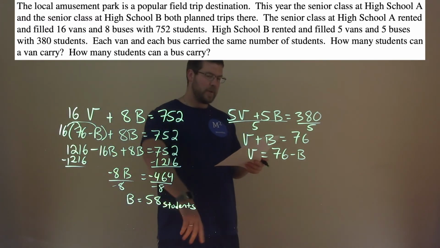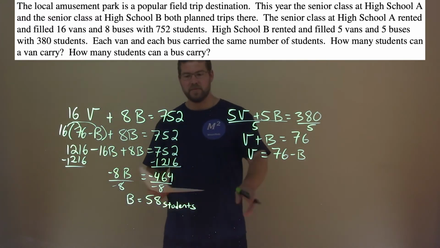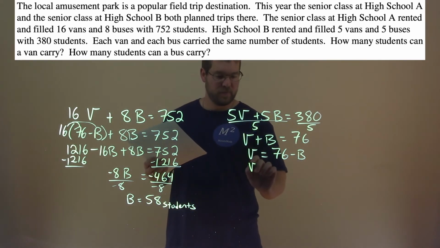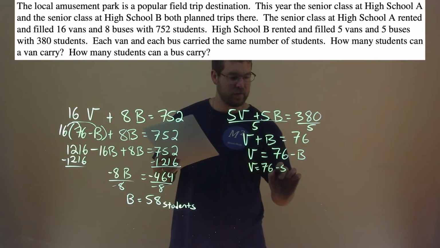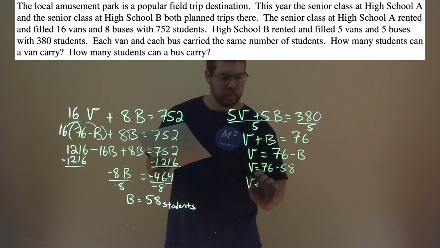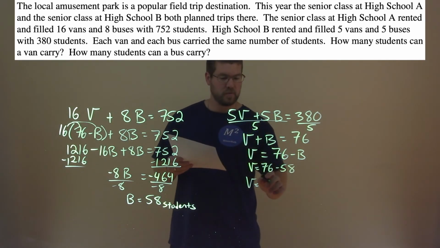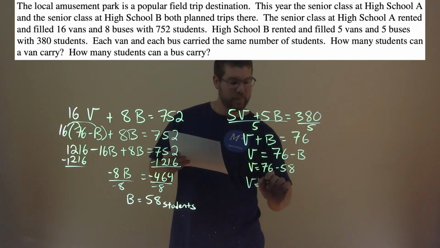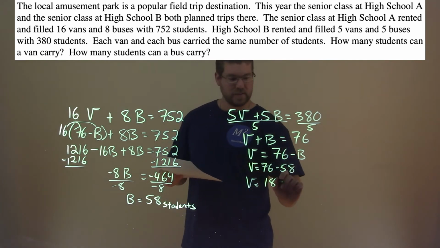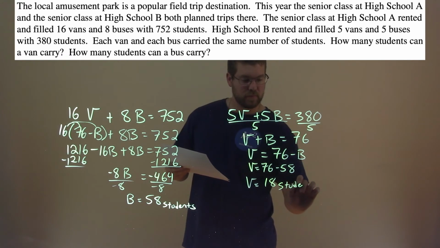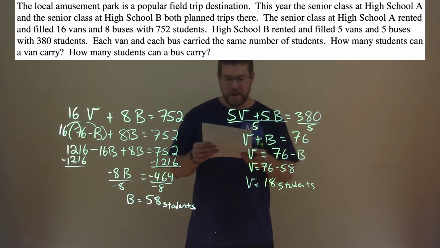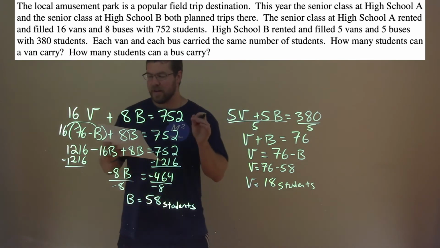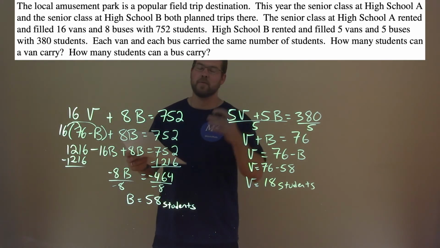So we're going to use that information to find how much are in a van. Well, luckily here it's easy. We plug 58 in for that B right here. So V equals 76 minus 58. And 76 minus 58 is 18. So 18 students. Okay, 18 students is how many a van can fit, and 58 students is how many students fit in a bus. And that's our final answer.